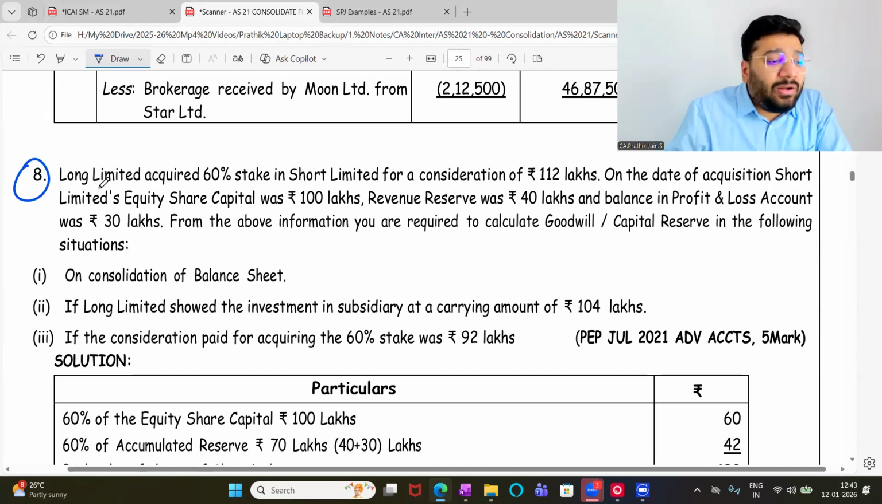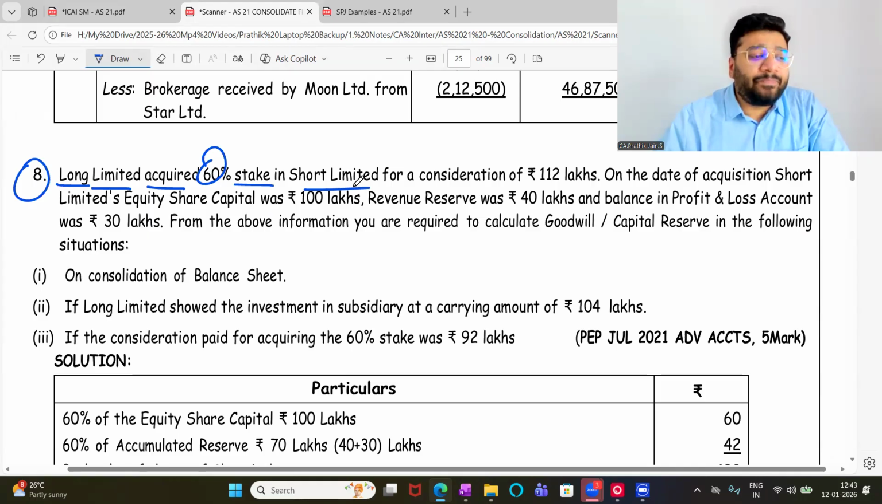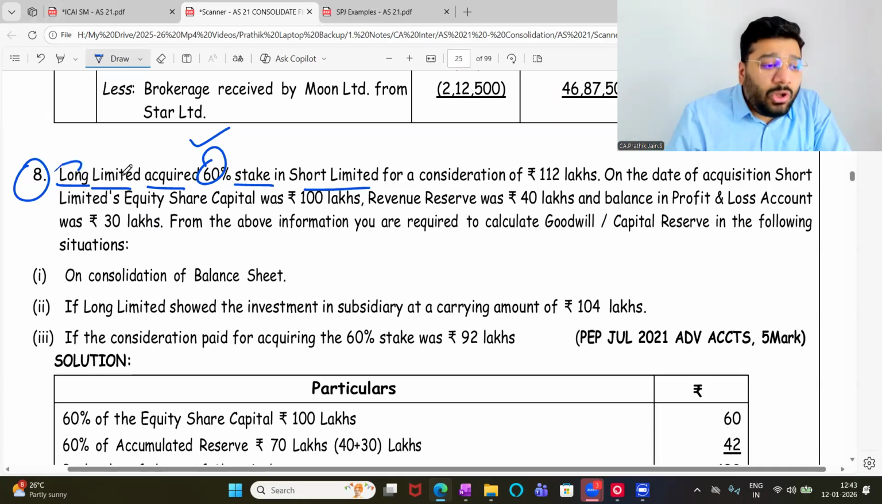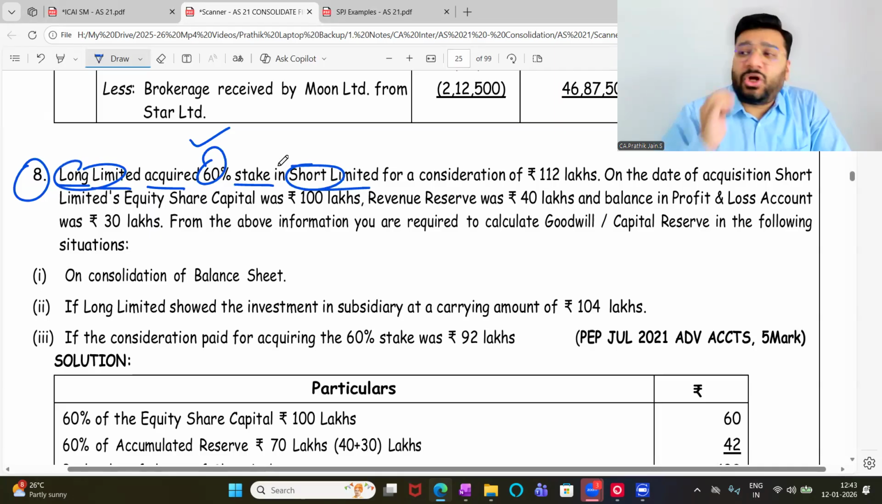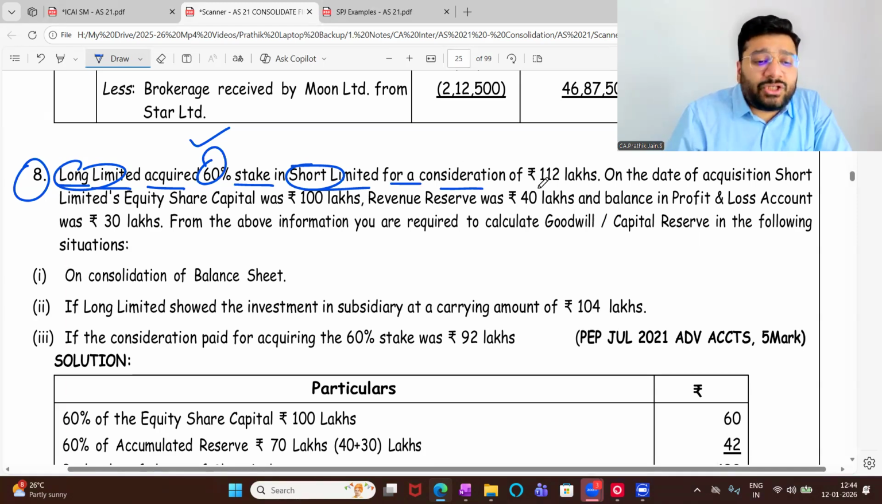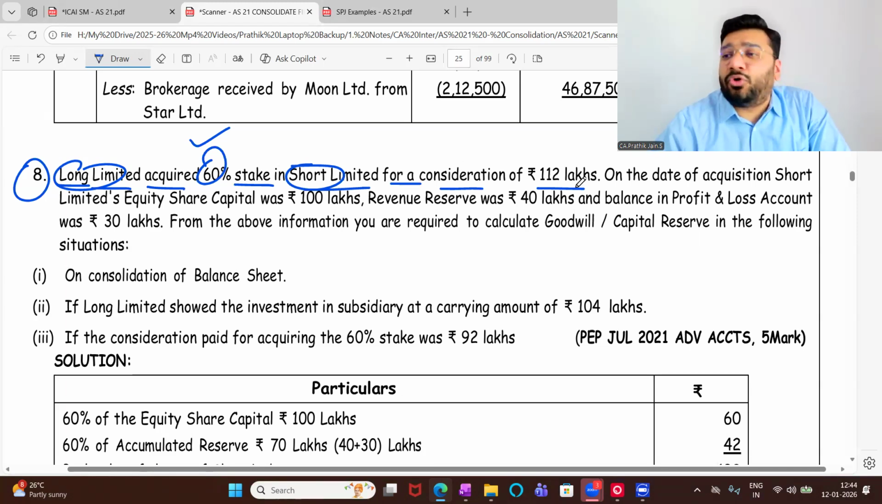Scanner question 8. It says that Long Limited acquired 60% stake in Short Limited. More than 50% stake means control is there. By that virtue, Long Limited has become the holding company of Short Limited. So Long Limited is the holding company, Short Limited the subsidiary. The remaining 40% is held by others, who are called the minority, for a consideration of 112 lakhs. So 1 crore 12 lakh rupees they have paid to acquire a 60% stake in the subsidiary.